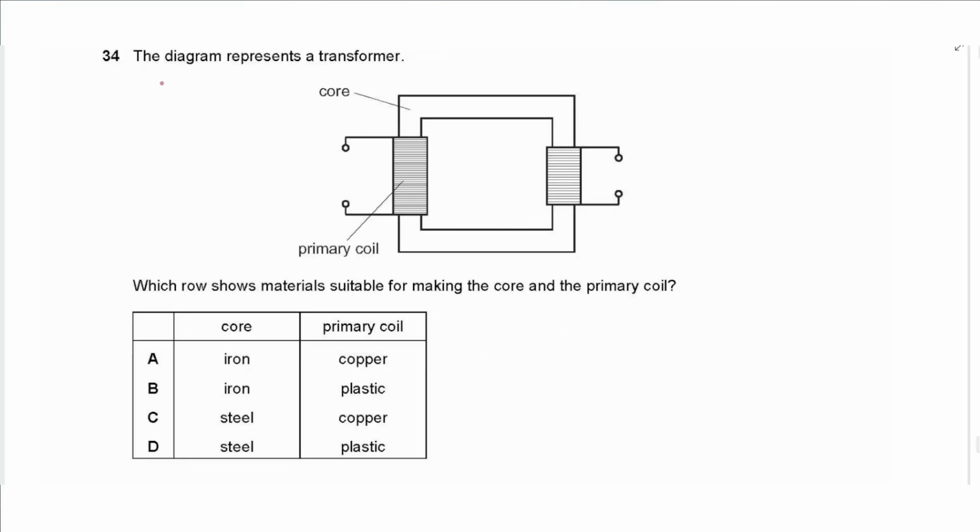Question 34 says the diagram represents a transformer. Which row shows the materials suitable for making the core and the primary coil? So the core must be magnetic or a soft magnetic material, which is iron. The primary coil and the secondary coil must be good conductors of electricity, so copper, which is better than iron, by the way, and most definitely better than plastic, because plastic is a poor conductor. So the answer is A.